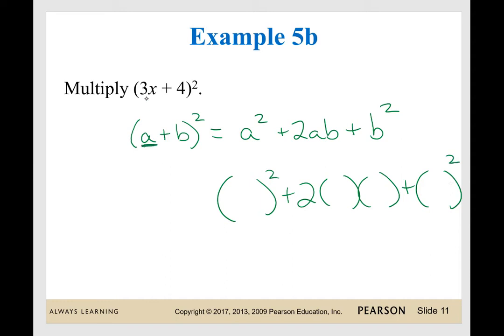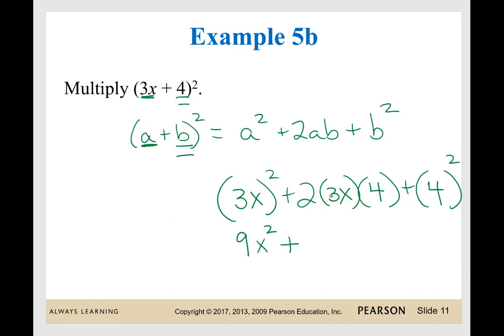So in the a position is 3x. So 3x goes here, and 3x goes here. And in the b position, we have a 4. So 4 will go here, and 4 will go here. And then all you have to do is clean it up. So what is 3x squared? Now notice we're squaring everything, right? So this is the power of a product rule that we talked about back in section 1. Okay, so 3 squared is 9, x squared is x squared.